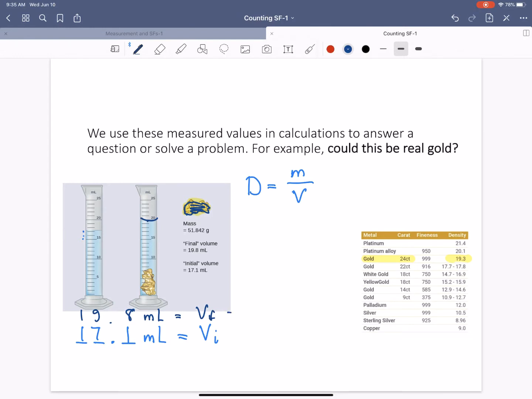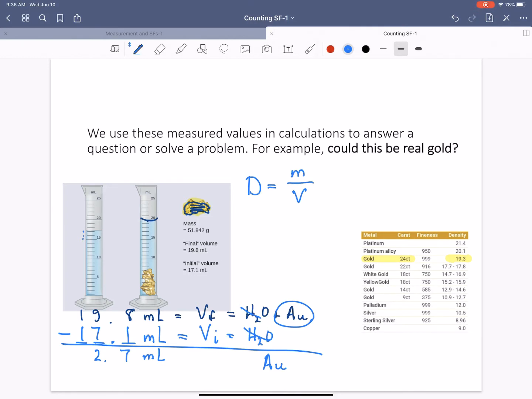So my final volume is water plus gold. My initial volume is just water. And when I subtract, the water subtracts out, and what I'm left with is just a volume of gold. So I put this in my calculator. It reports back 2.7. 2.7 milliliters is my volume of gold. That's how much water was displaced, so that's how much gold there was to displace it.